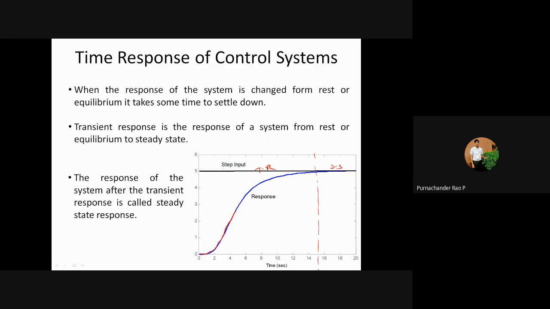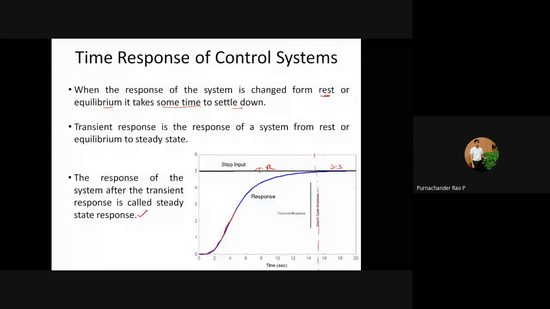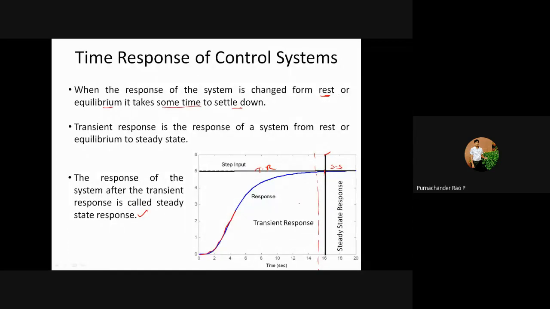Here the response of a system changes from a rest position, zero position or equilibrium, and it takes some time to settle down. That response is called the transient response. The response of the system after the transient response has died out is called the steady state response. At this point your response has reached the steady state value. That's why this response is known as the steady state response, and this response is known as the transient response.